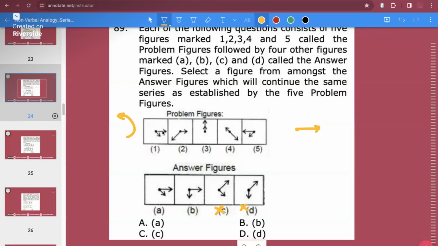So your minute hand, the smaller hand, goes from 1 to 2, 45 degrees anti-clockwise. Then here to here, 90 degrees, again anti-clockwise, then 45 degrees, then again 90 degrees, then again 45 degrees. So if it comes 45 degrees, it will come right here. Option D, sir. D for delta. Yes, absolutely.